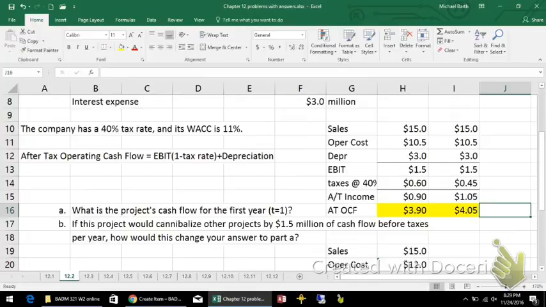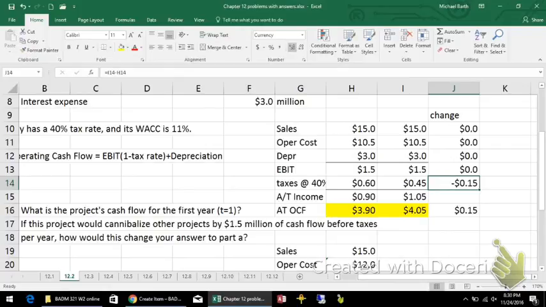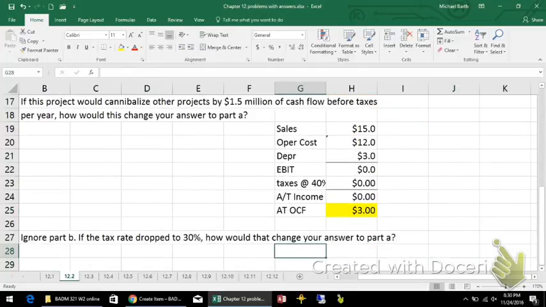So the sales wouldn't change, and the operating costs wouldn't change, and the depreciation wouldn't change, so the EBIT wouldn't change, but the taxes would go down, and so the net impact of that would be a savings of $150,000. So my after-tax operating cash flow would then be $4.05 million.